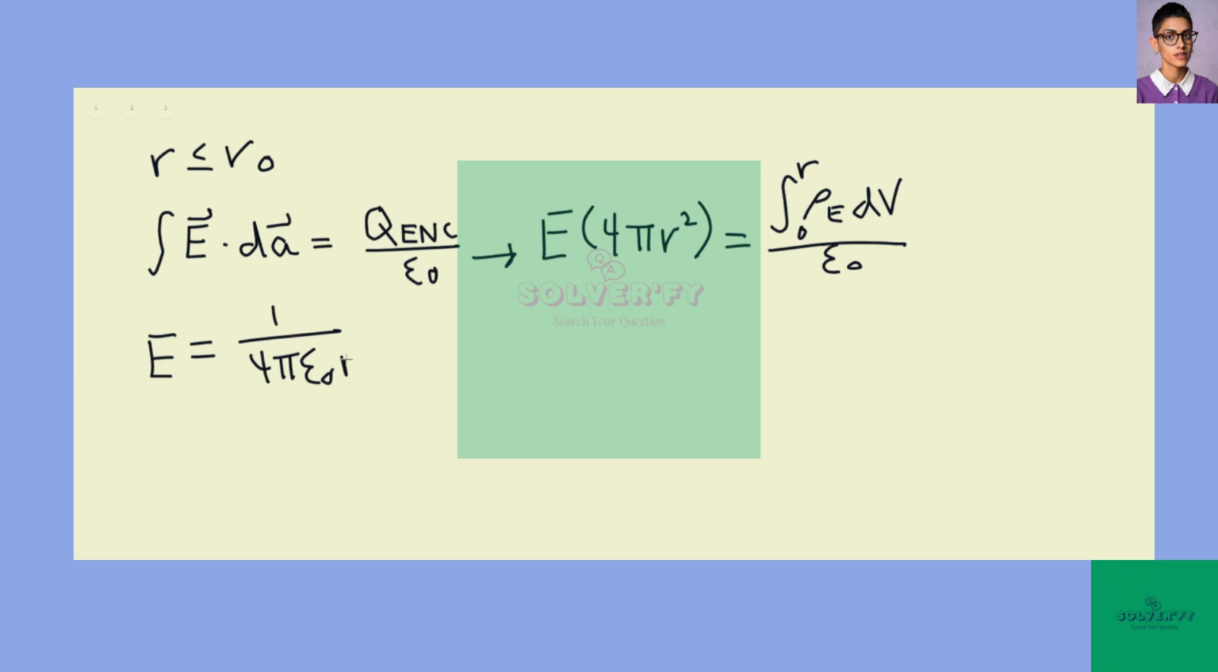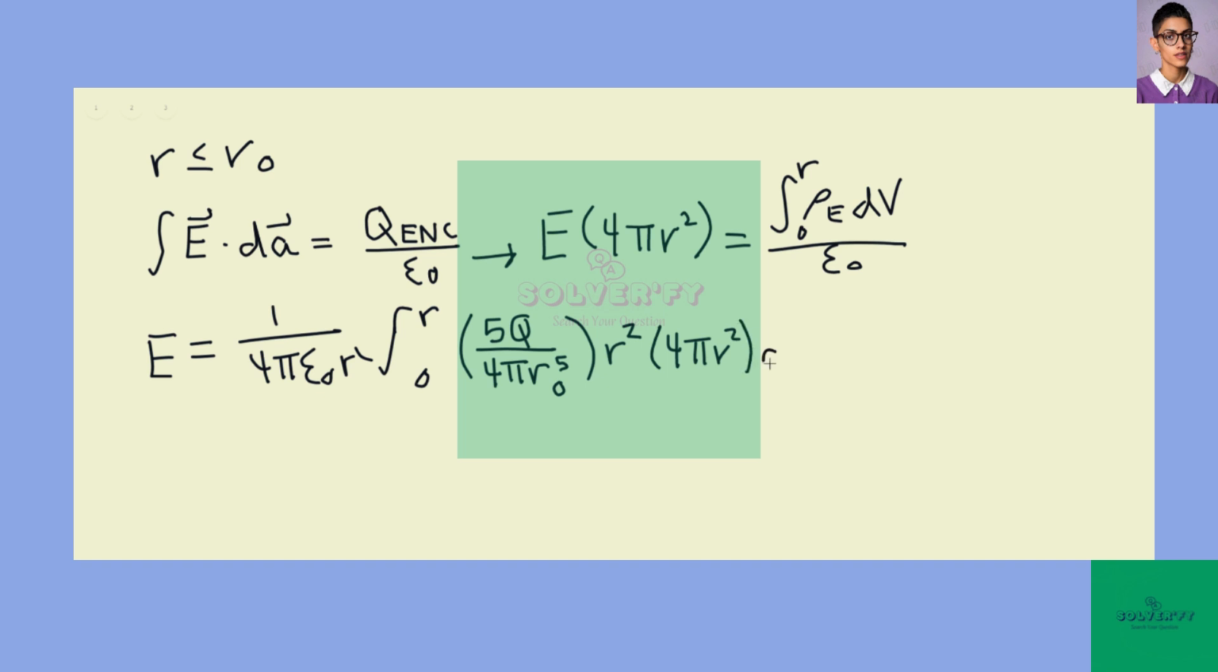This integral from 0 to r of kr squared, and we can plug in the k that we found earlier, 5q over 4 pi r naught to the 5th. That's our k we found earlier. r squared, 4 pi r squared dr.